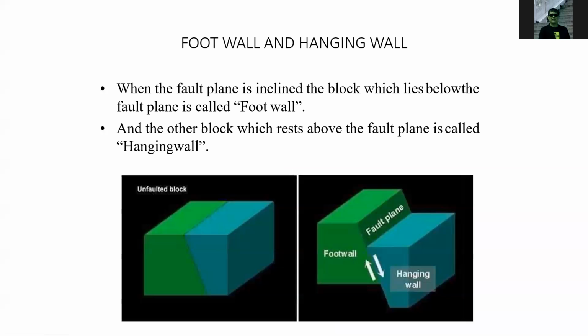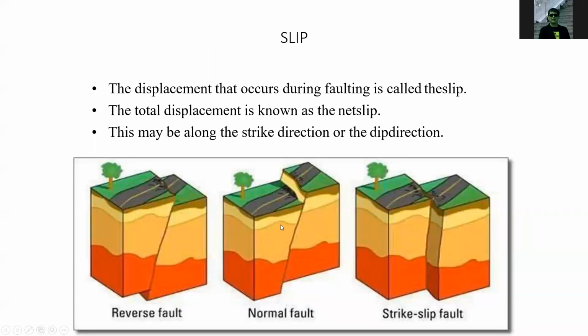So when the fault plane is inclined, the block which lies below the fault plane is called the footwall. Okay, the other wall which rests above the fault plane is called the hanging wall. So this is called the footwall, and the part of the fault line that moves downward is called the hanging wall. Okay, so in displacement, the slip is the displacement that occurs during faulting. This is called the slip. The total displacement is known as the net slip. This may be along the strike direction or the dip direction.